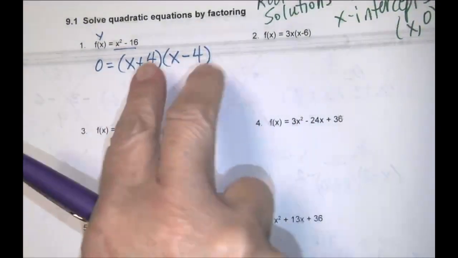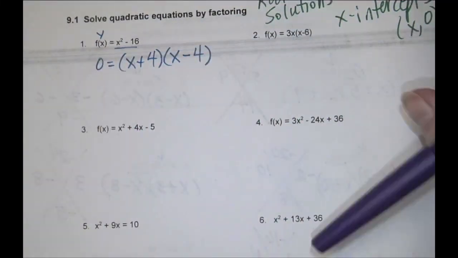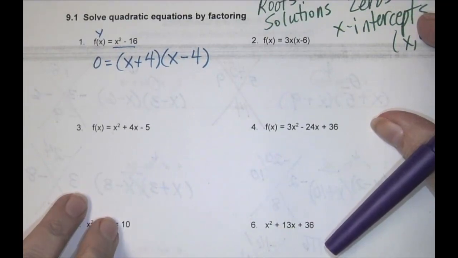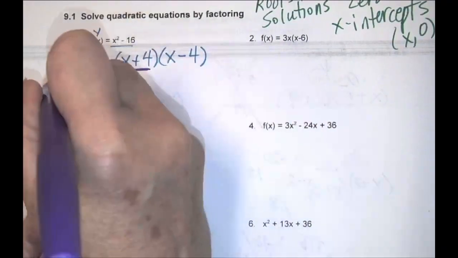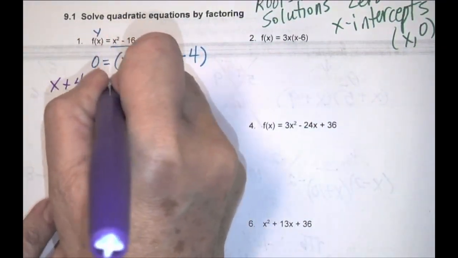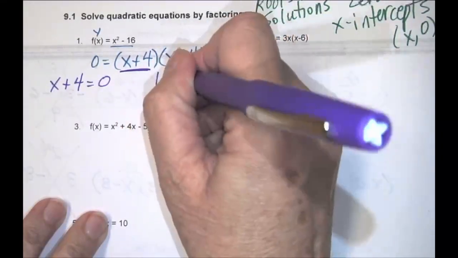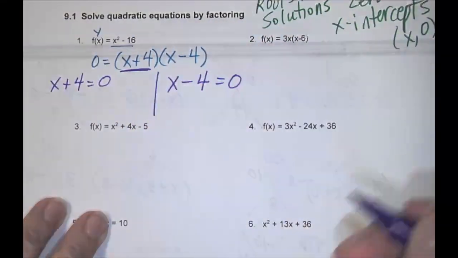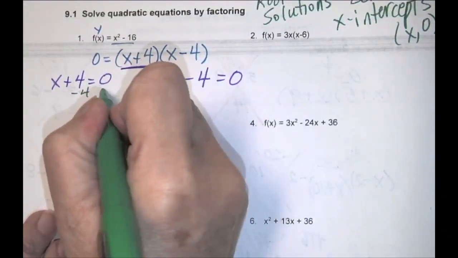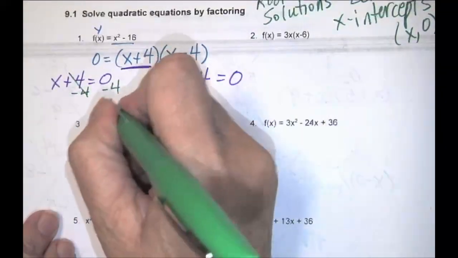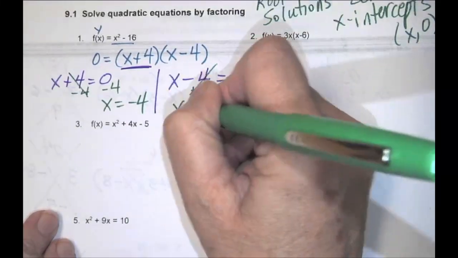The only way two things can multiply to equal 0 is if one of them is 0. Maybe they're both 0. So I'm going to make two separate equations here. I'm going to take my first parentheses, x plus 4, and set it equal to 0. Then I'm going to take my second parentheses, x minus 4, and set it equal to 0. Well, these are simple to solve. You just take away 4, and x equals negative 4. Add 4, x equals positive 4.